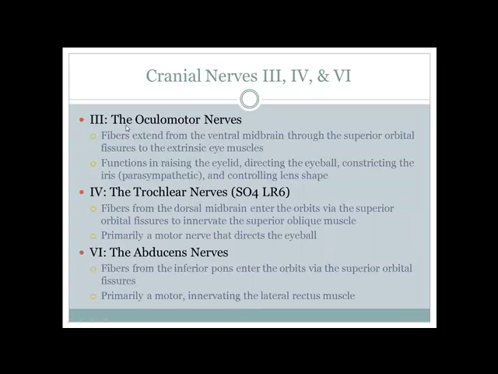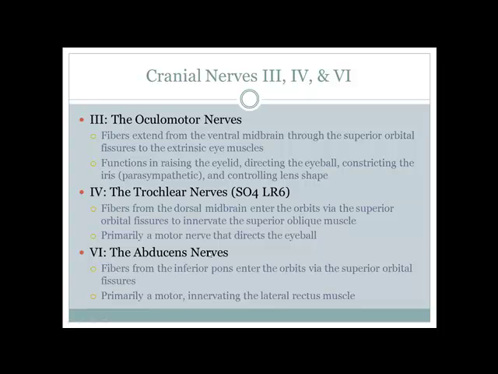Next three, okay, so you're going to have your oculomotor nerves. These are going to function in raising the eyelid, direction of moving the eyeball, constricting the iris, which will be parasympathetic function, and it will control the shape of your lens. Next, you have your trochlear nerve. I remember it as SO4-LR6. Your superior oblique muscle for your eye is cranial nerve 4, called the trochlear nerve. Your lateral rectus is cranial nerve 6. And if you think the name of cranial nerve 6 is abducens, as in abduction, it will abduct your eye.